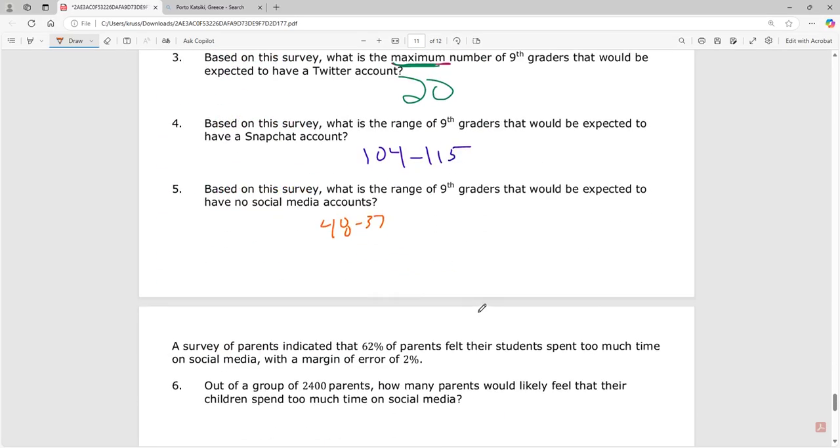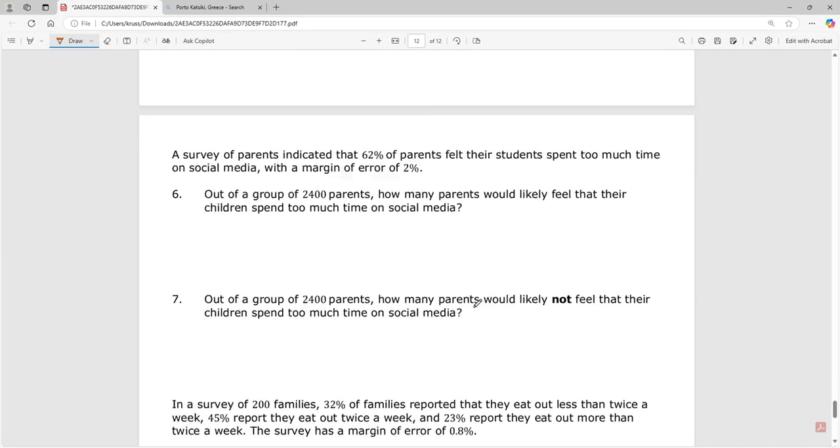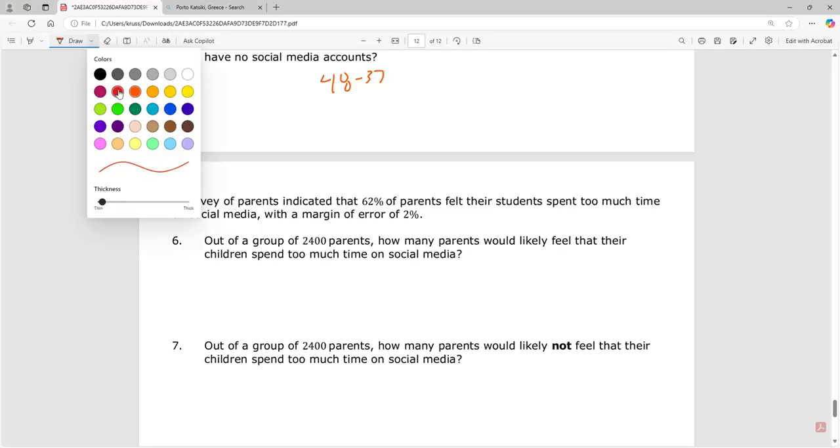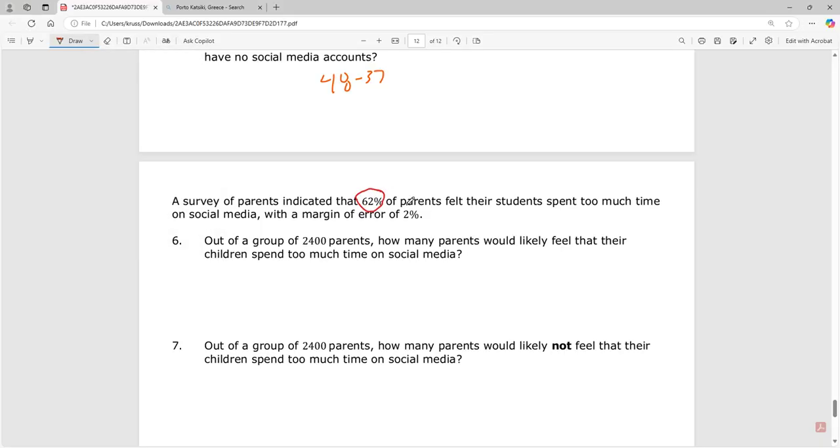Okay, let's move on to the last page of this unit. All right, survey parents: 62% say their students spend too much time on social media, with a margin of error of 2%. That means it's between 60% and 64%. So margin of error is plus or minus that much.